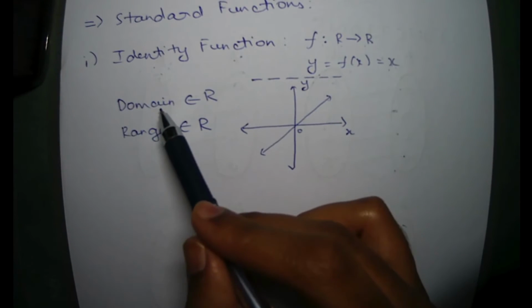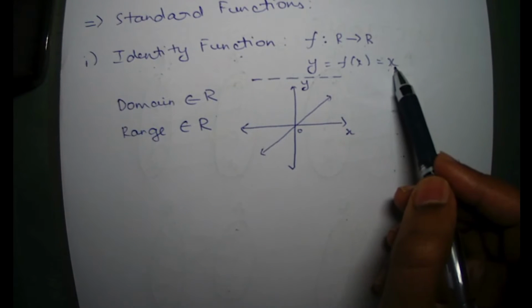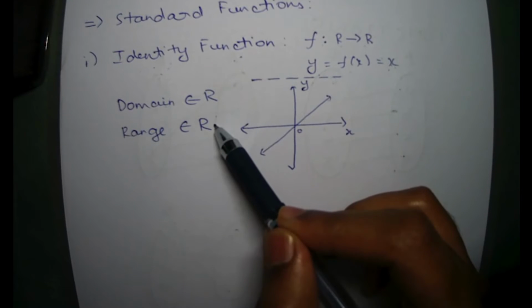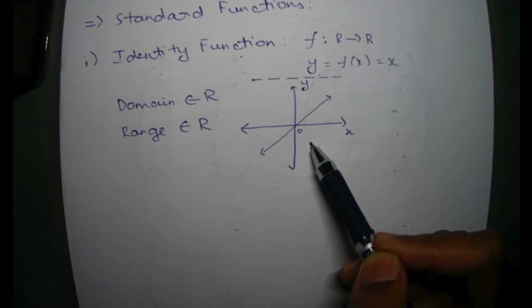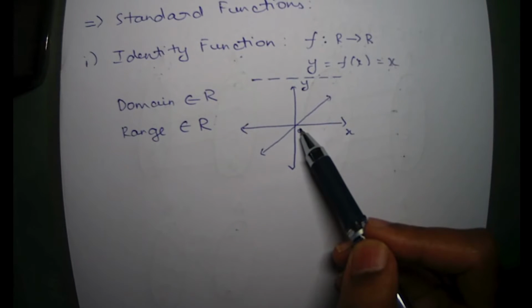For such a function, the domain and range are both real numbers, because whatever value we put for x, that will be the same value for y as well. So the domain and range will be the same. So the graph of such an equation will be as shown here. We'll have a diagonal line which is going through the origin.